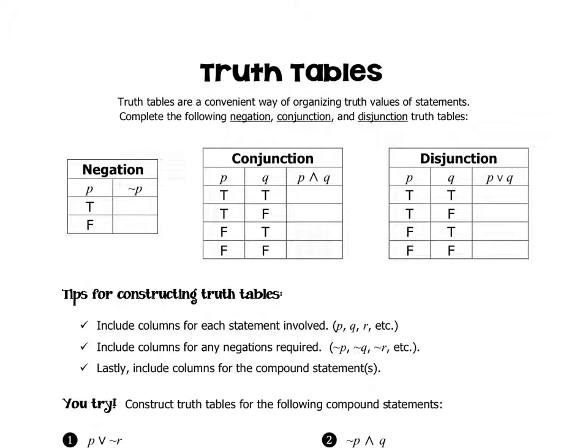Okay, I promised to make a separate video about the truth tables. Truth tables are just a convenient way of organizing the truth values of various statements. Before we get into that, we need to do a quick review of negation, conjunction, and disjunction.